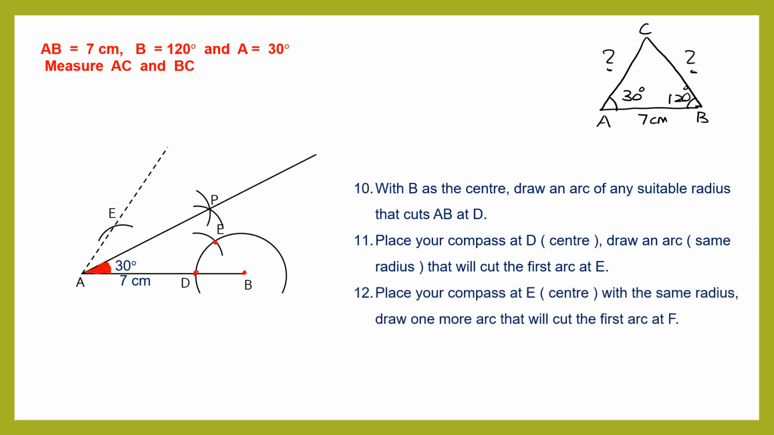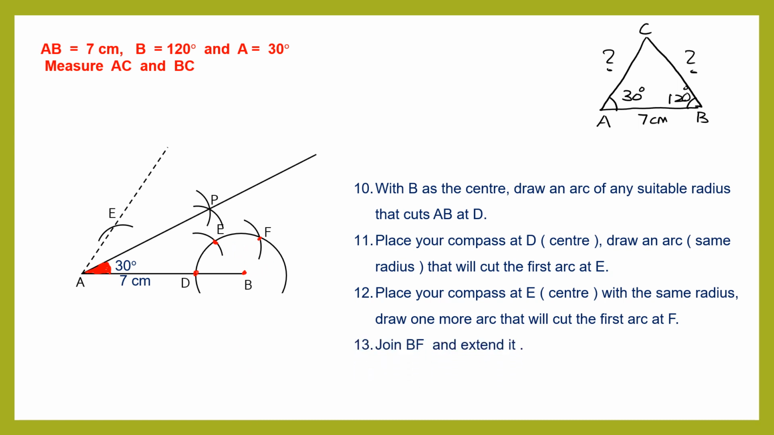Now place your compass at E and draw one more arc that will cut the first arc at F. So we've got one more arc here and that has cut it at a point and we are naming it F. Now let's just see how it's done. Keep it at D, draw this arc. Keep it at E, draw one more arc. So now we've got all these arcs here.